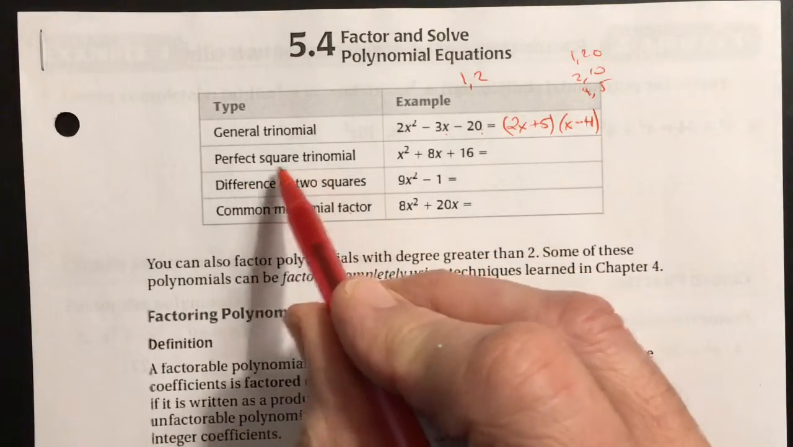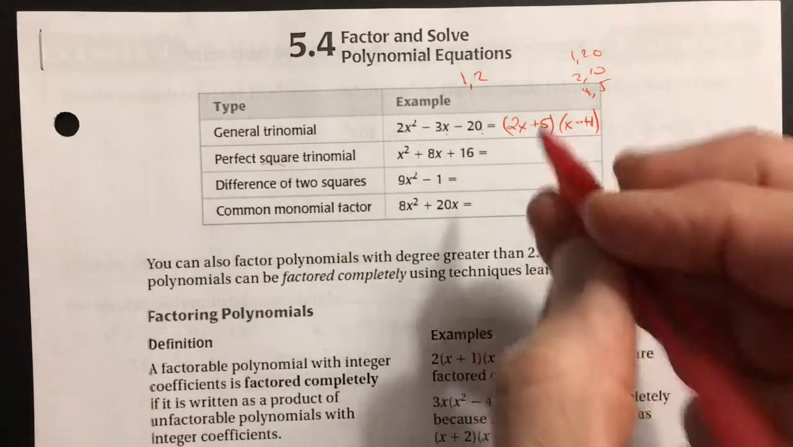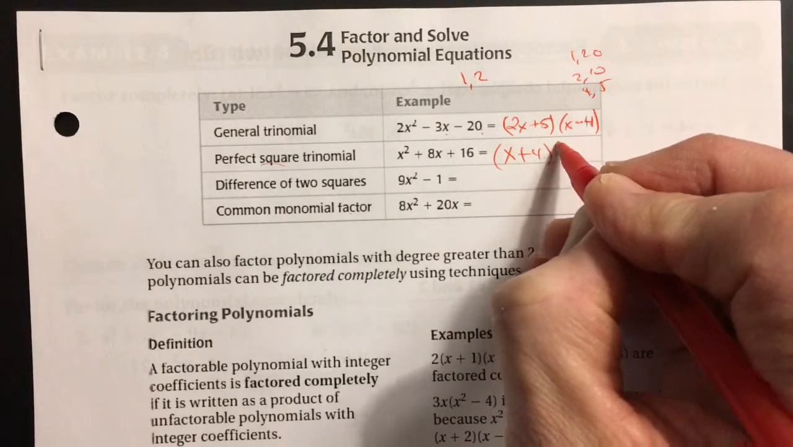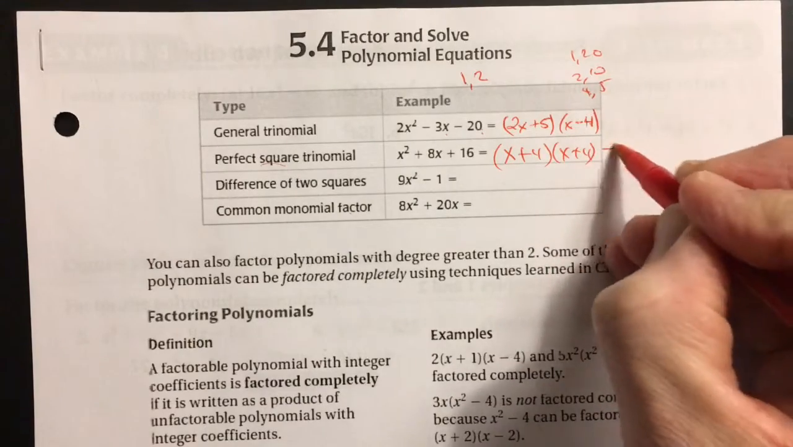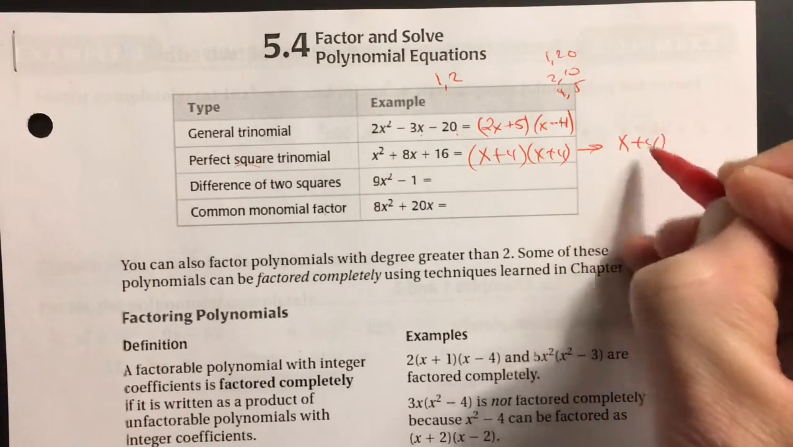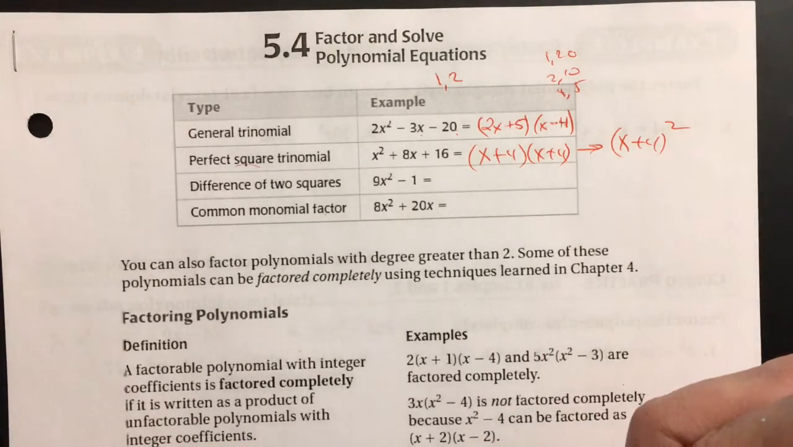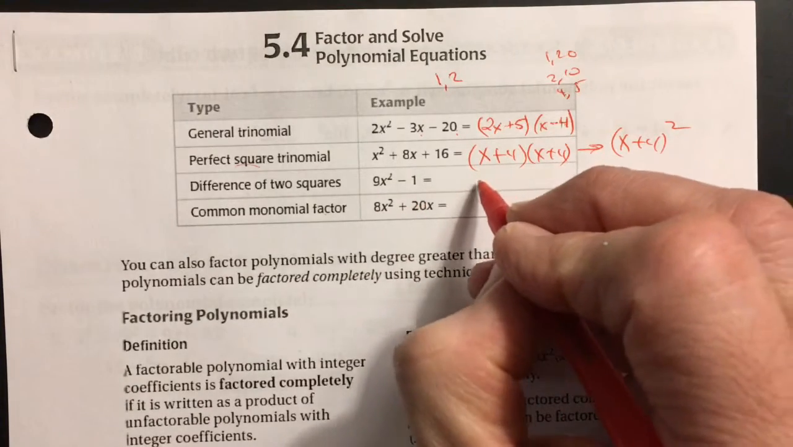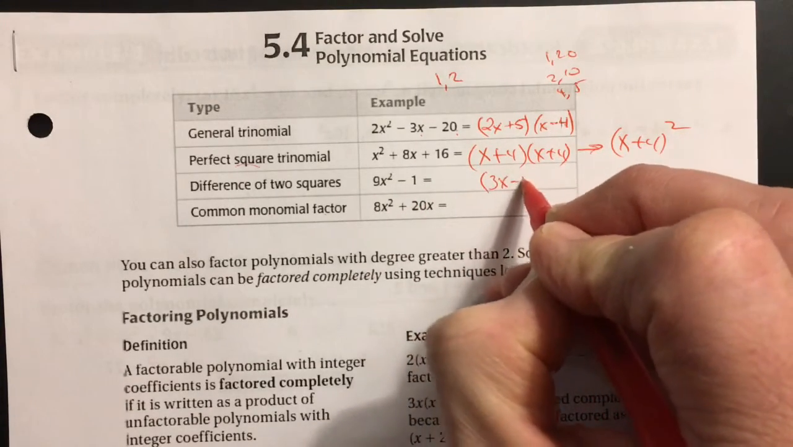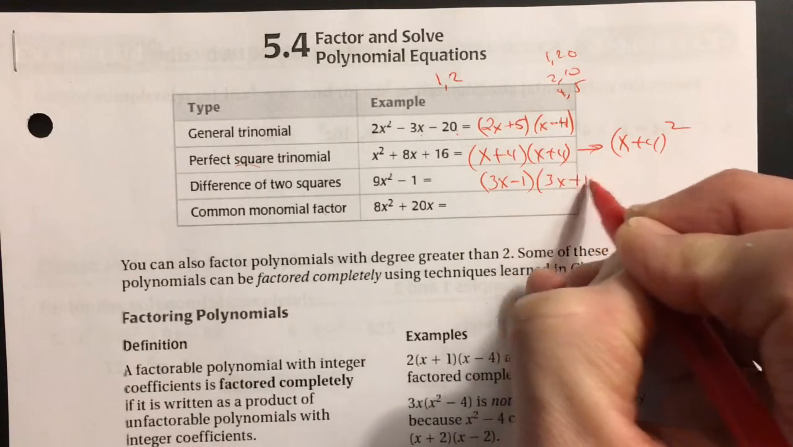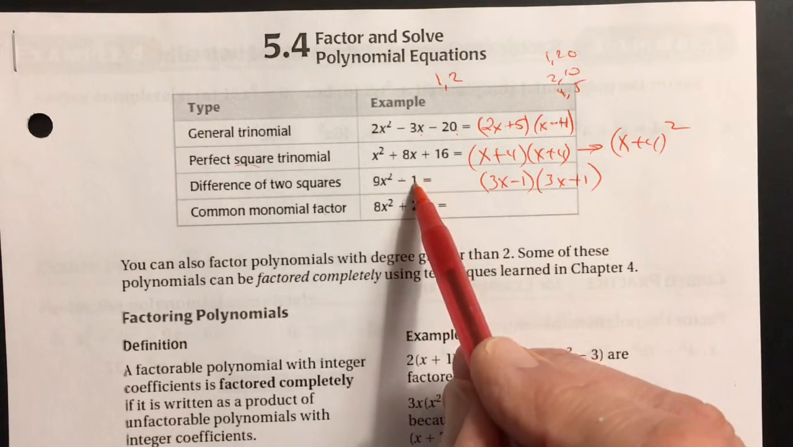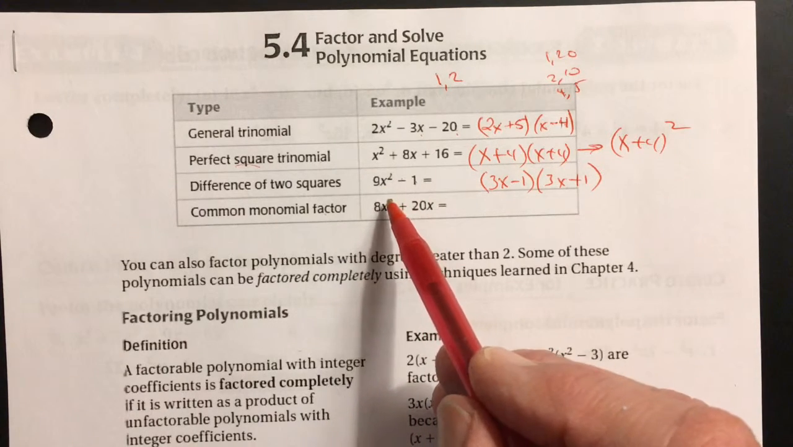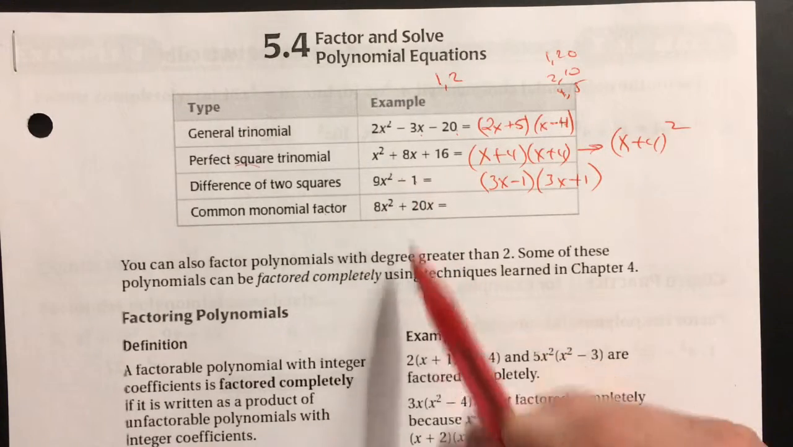Next one's just a perfect square trinomial, and that is going to be x plus 4, two of them, x plus 4. And then always simplify further to say x plus 4, that binomial squared. Difference of 2 squares, we've had a lot of these, and you're going to see many more. Fits the pattern of 3x minus 1, 3x plus 1. Again, this is difference of 2 perfect squares. 9 is a perfect square, as well as the x squared. And it's always the difference, never a plus.